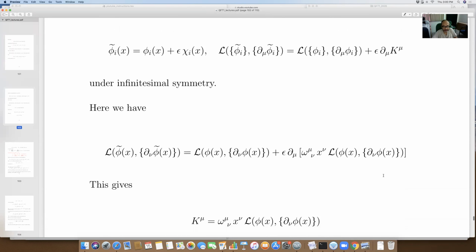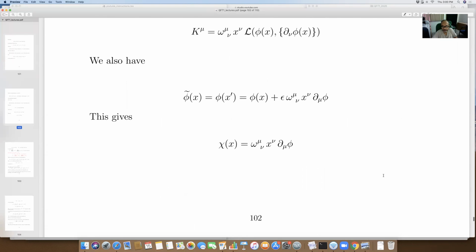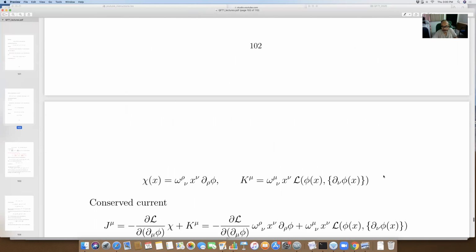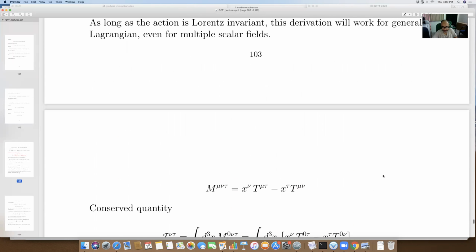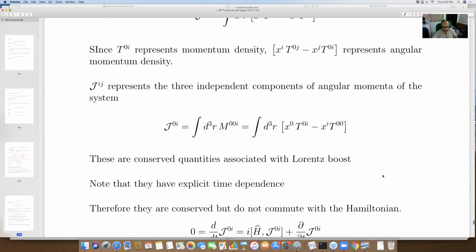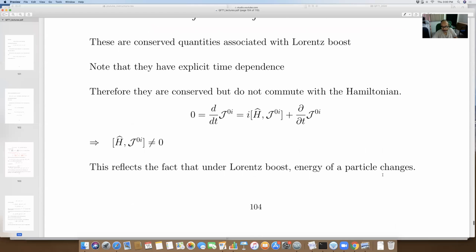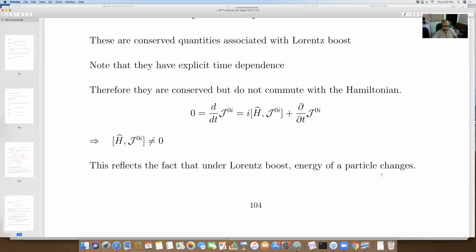Any other question? Okay, so tomorrow then we'll be dealing with fields which are not scalars, and we'll see how to deal with those. So I think for today I'll stop here.